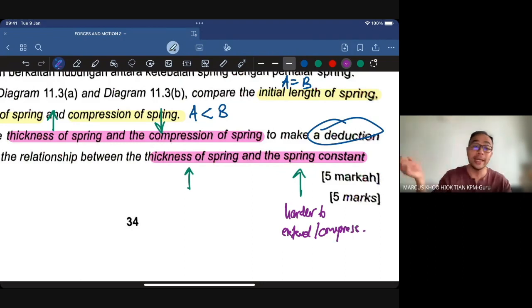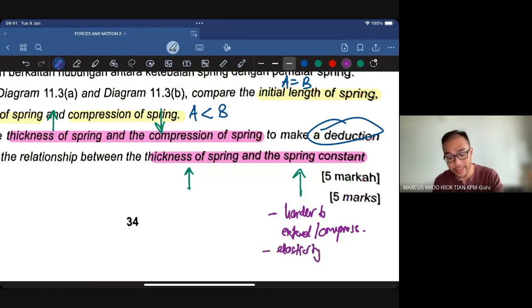Because it's thicker, thicker spring. I think it's very natural, quite easily understood. Susah untuk kau kasih tarik. It's hard for you to pull it apart or to press it because it's a very thick spring. And because it is harder to extend, the elasticity is less. It's harder to go back to its original position.